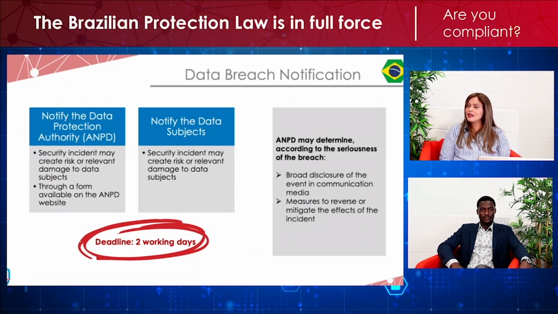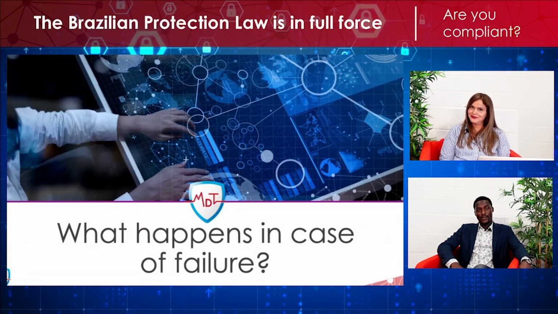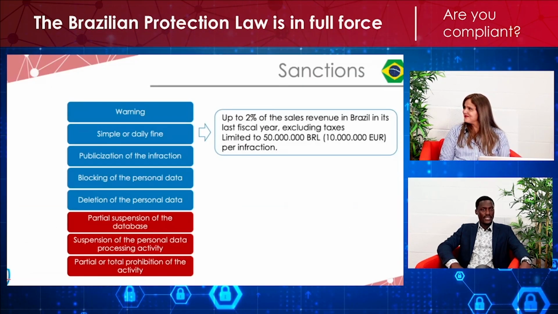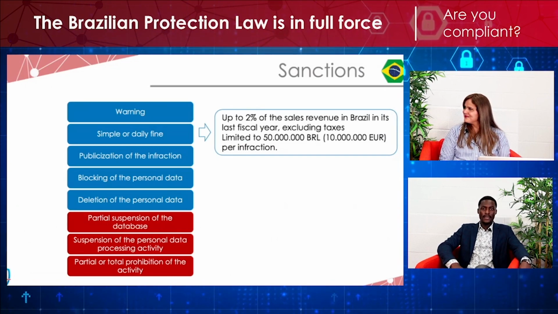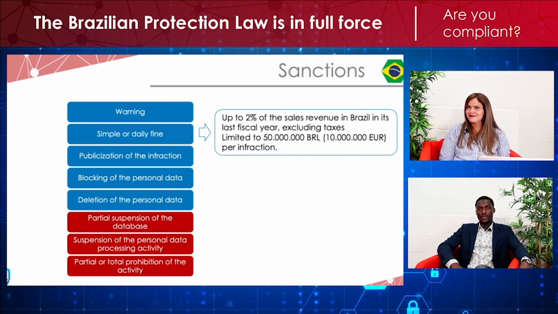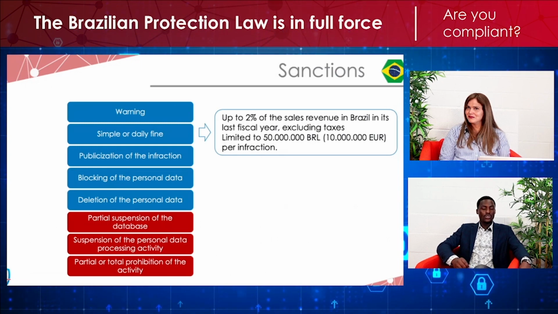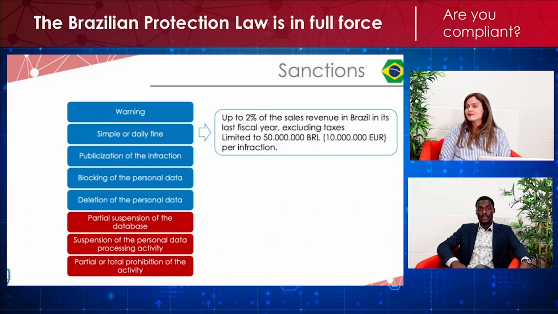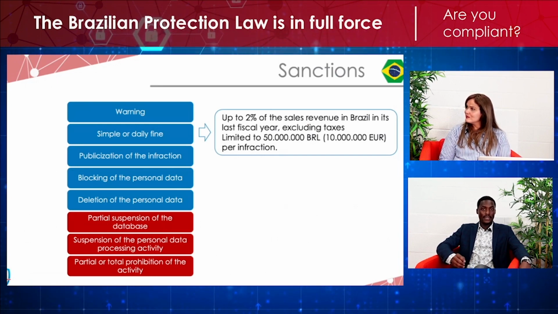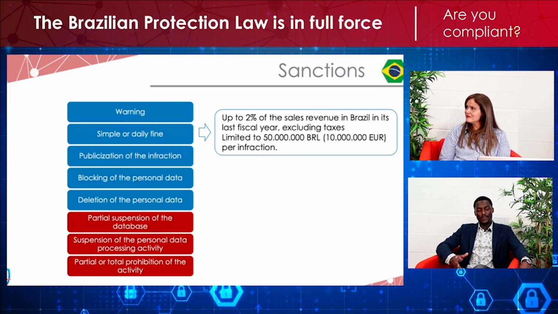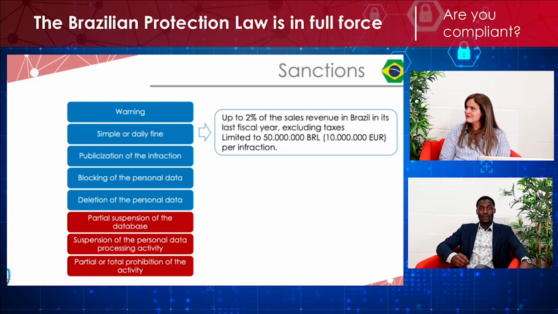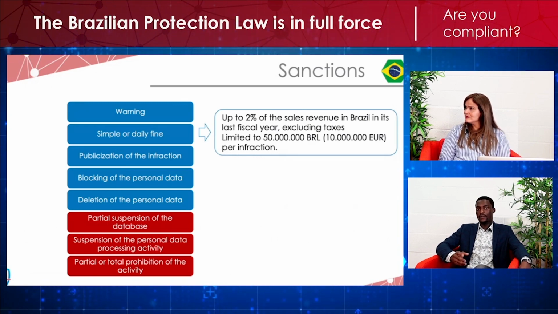And so, what happens in case of failure? It should be noted that breaches of the provisions of the LGPD can result in fines up to 2% of the sales revenue of the legal entity in its last fiscal year, excluding taxes, up to a total maximum of 15 million Brazilian reais, approximately 10 million euros. It is also important to know that the National Supervisory Authority can also issue a warning or decide to block the data processing activities. Or in the event of repeated violation of the LGPD, the sanction may range from the total or partial suspension of the database to a total or partial prohibition of the activity concerned.